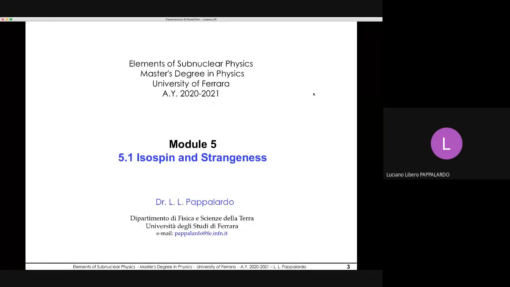Okay, bene. So we have now completed module 4 about discrete symmetries, and we will now start module 5, which is a quite long chapter of the course. It is all about hadrons. So today we'll start speaking about isospin, and then we will continue in the next weeks.